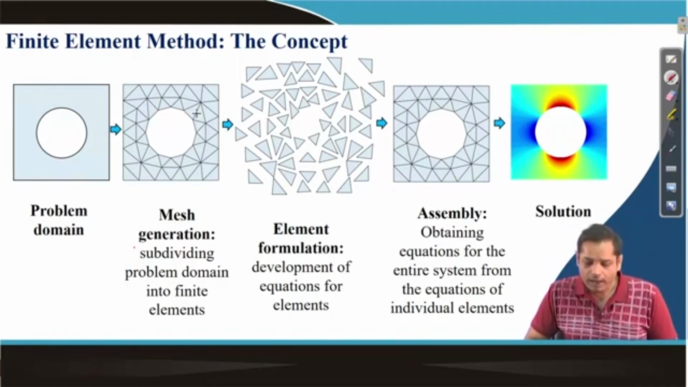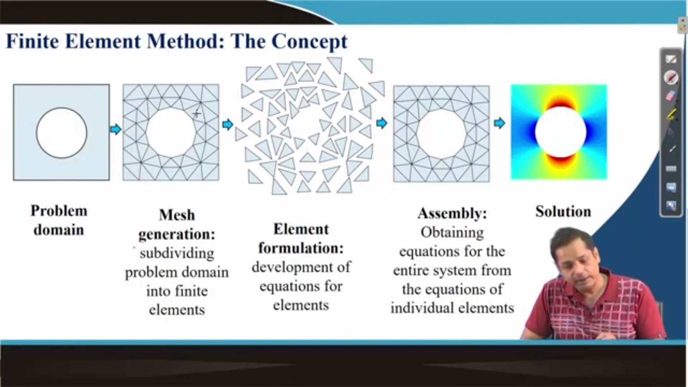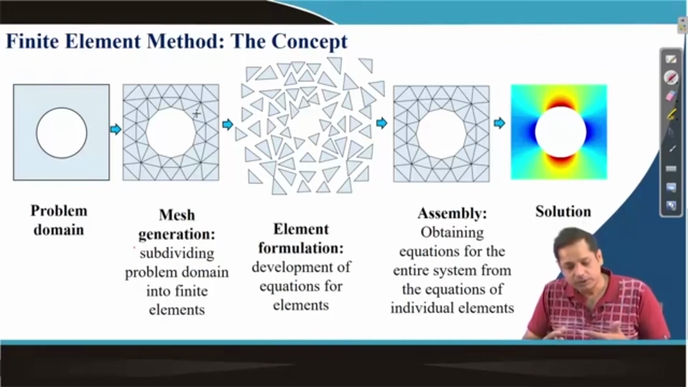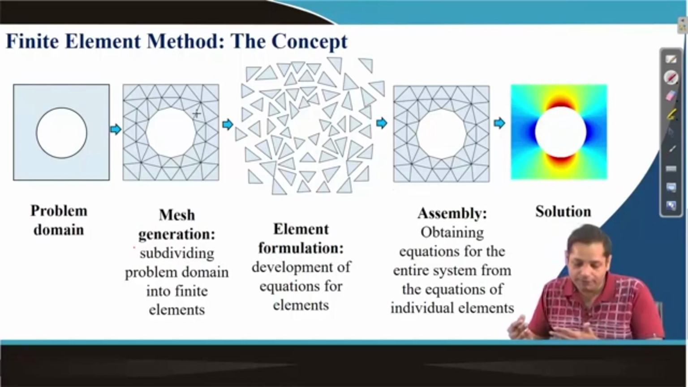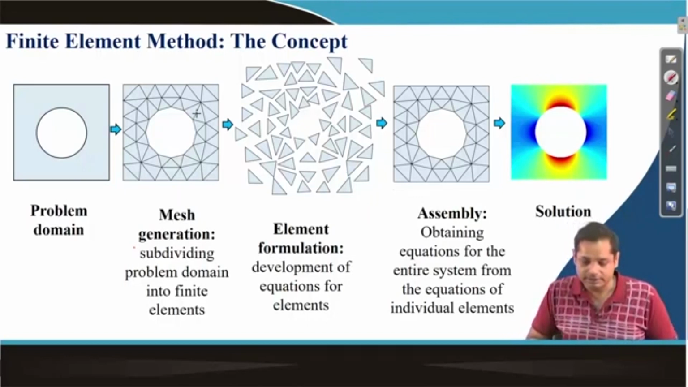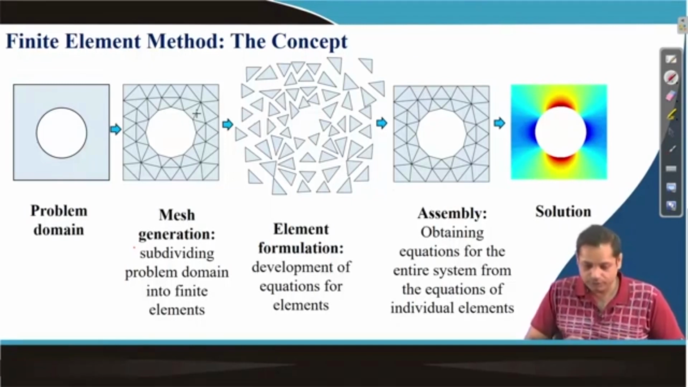Okay, and then once that is written for every element, we get these element level equations, and then those equations need to be assembled. After assembling these equations we get the equations for the entire system, and then these equations need to be solved. Okay, the major focus of this course, most of the time we will be discussing the second part, the element level formulation.